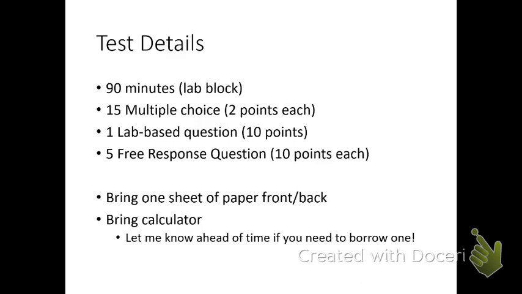The test consists of 15 multiple choice, those are 2 points each, 1 lab-based question for 10 points, and then 5 free response questions, those are 10 points each. Just like last time as well, you can bring a little cheat sheet, 1 piece of paper, front and back, 8.5 by 11, standard notebook size. And make sure you bring your own calculator. Let me know ahead of time if you need one, and I will have one set aside for you.